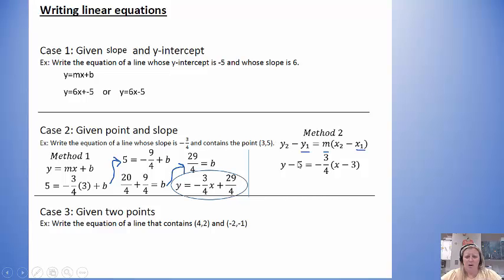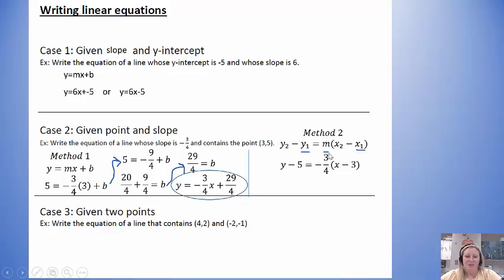So I'm going to put 5 in my y1 spot. I'm going to put -3/4 in m, and 3 in my x1. Now technically, the directions say, write the equation of a line that has this info. Well, that's what you did. This is an equation. It's a line. It satisfies the requirements. There you go. It didn't specify what form your equation had to be written in. So I'm just going to point that out to you, that if this was an actual test question, you could circle this and you'd be done. Far less work than if you use method 1.